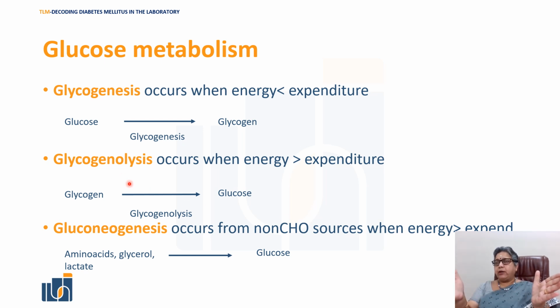First you break down glycogen. Glycogen is over. Then you start breaking down the other non-carbohydrate substances like amino acids, glycerol, lactate, all that, to get the body's supply of glucose. So these three words are some things that you will need to know when you're trying to understand the process of diabetes mellitus.